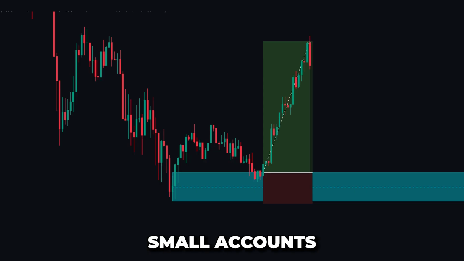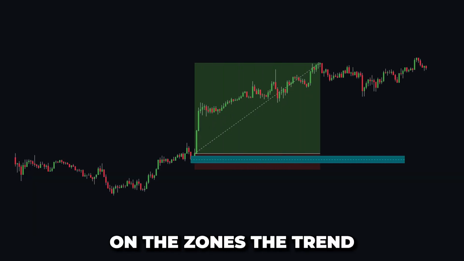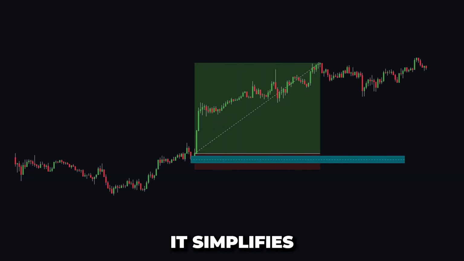This is how you grow small accounts. You stack high probability trades. You protect your capital. You don't force anything. And with a tool like MTF Supply and Demand, you just focus on the zones, the trend, and your risk. It simplifies everything.